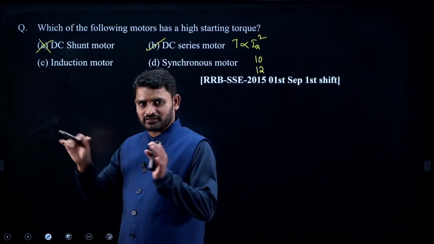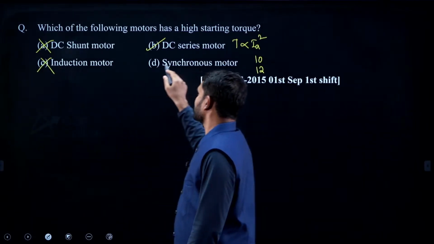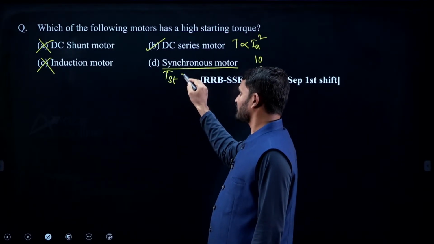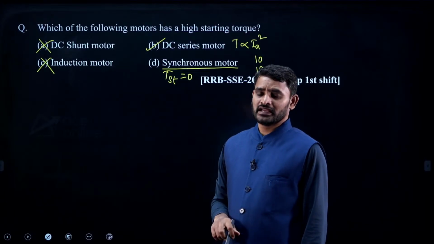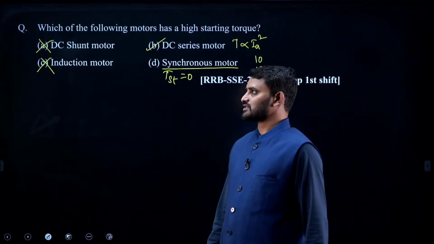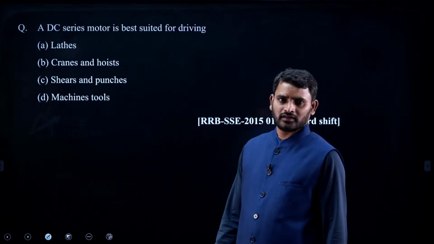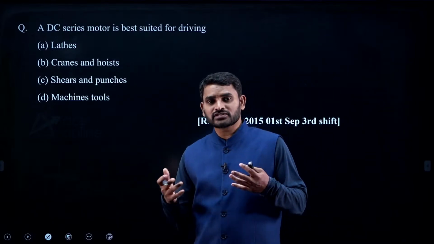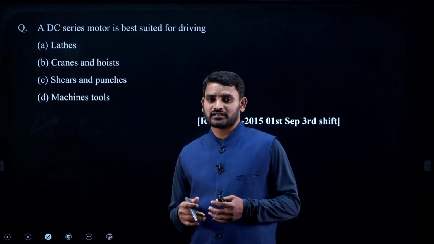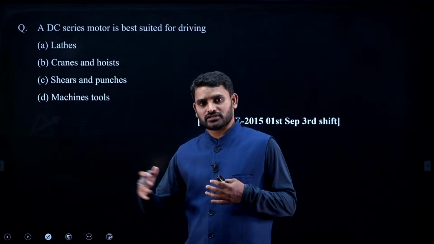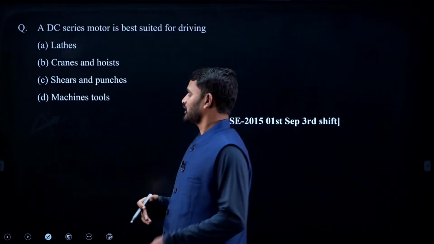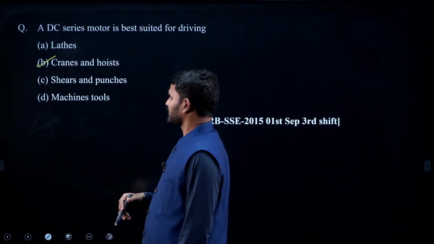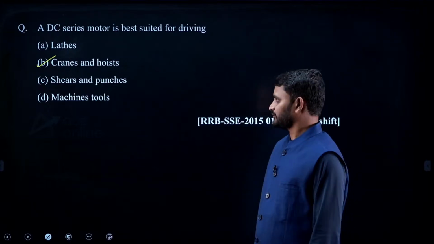Anyhow, induction motor is going to have a small starting torque only. And coming to synchronous motor, it is not at all a self-starting motor. So the starting torque in the synchronous motor will be 0, to say exactly. DC motors are self-starting. What about this question? A DC series motor is best suited for what? It can produce a lot of torque. So it is suitable for huge torque load applications. I can say cranes, hoists is the best option. Electric locomotives, the best option. Okay.